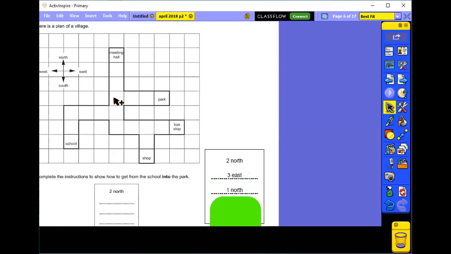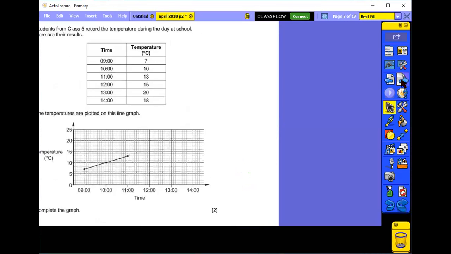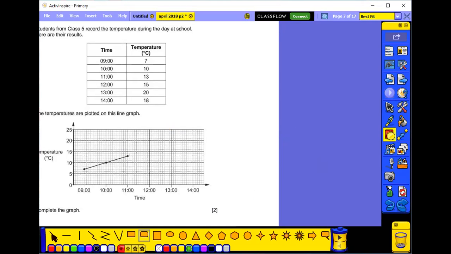So only 1 step up, which is north, and then 1, 2, 3 to the east. Good job. Thank you. Next, let's do this together. He's giving you the time and the temperature, and it's really easy. Make sure again to do it using the ruler. Please don't use your hands.